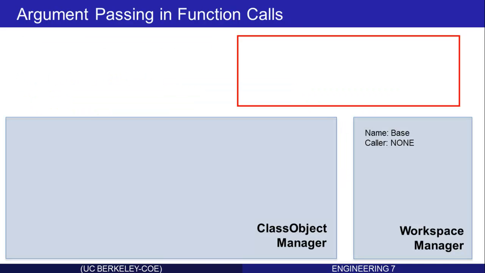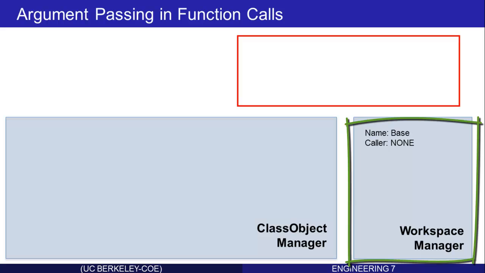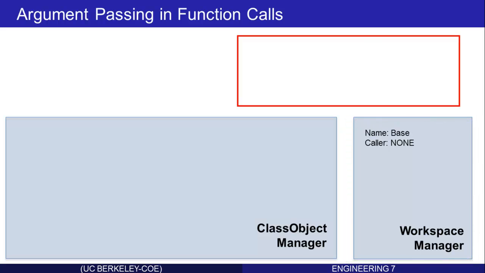Let's visualize an abstraction of this process. There's the object manager, and the workspace manager, whose purpose will become clear as we progress through the example. What we'll see is that argument passing is always done by delayed copy.